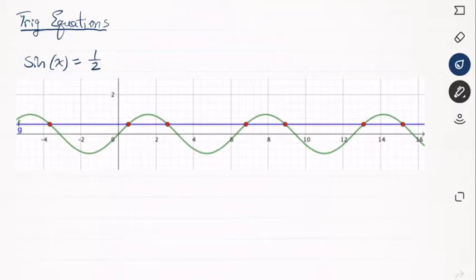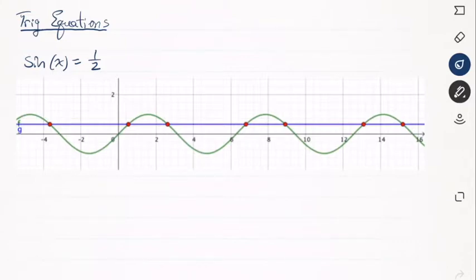Solving equations with trig in it requires a different way of thinking. It's not like solving a simple algebraic equation. Here we have an equation, sine of x equals 1/2, and I've graphed the sine of x here and the line y equals 1/2. When they hit each other, that is a solution to the equation.